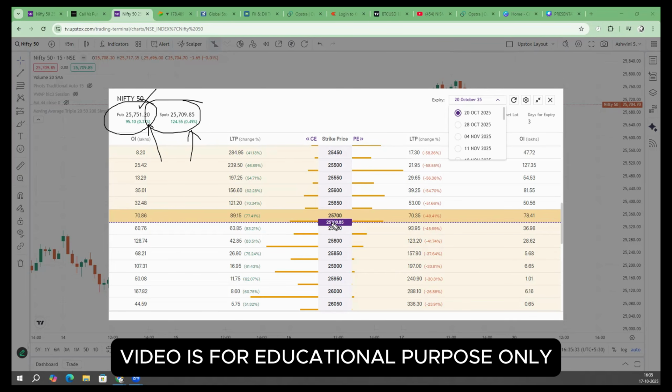But as of now, you can see the market is right now at 25,709. Why do these people have to show 25,709 as a spot value? They could have shown 25,751. So do understand that's not right.